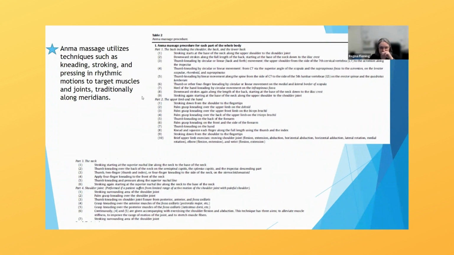And it's a massage that utilizes techniques such as kneading, stroking, and pressing and rhythmic motions to target muscles and joints, traditionally along meridians. It has been shown to help with lymphatics and muscle tightness and so forth. Looking at other studies, I just really got interested in this. They also had a great protocol in their study too, which I have up here.